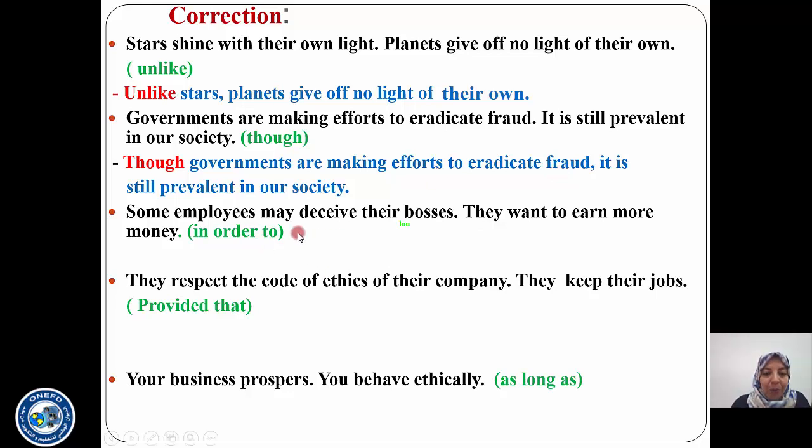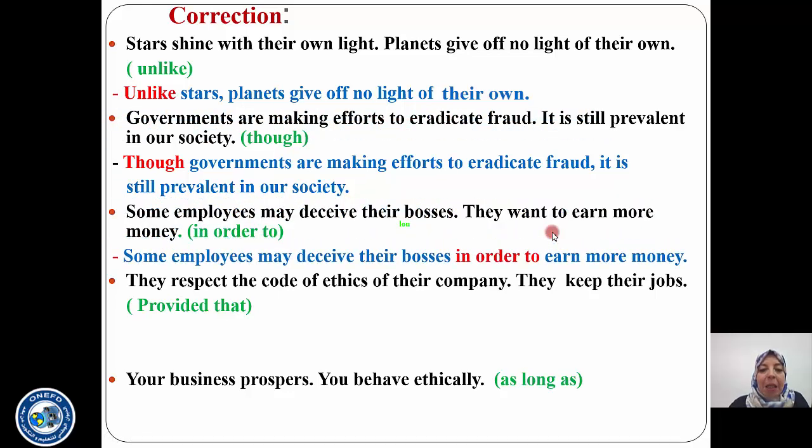In order to, as you can see, it should be followed by a verb, right? So again, we need to make changes in the next sentence. So where is the purpose here? Is it the first part or the second? No, it's the second one. Say, some employees may deceive their bosses. What for? In order to earn more money. So we have replaced they want, which is expressing purpose in this sentence, by in order to, followed by a verb in the infinitive. Okay?